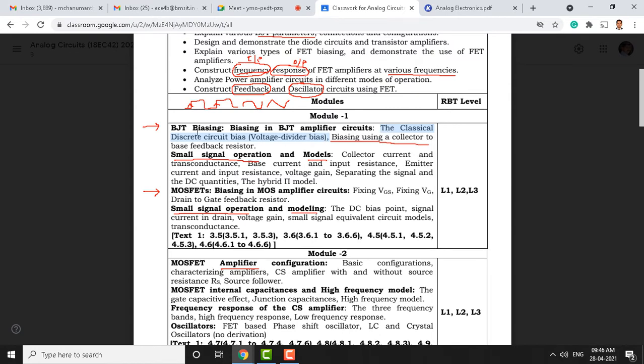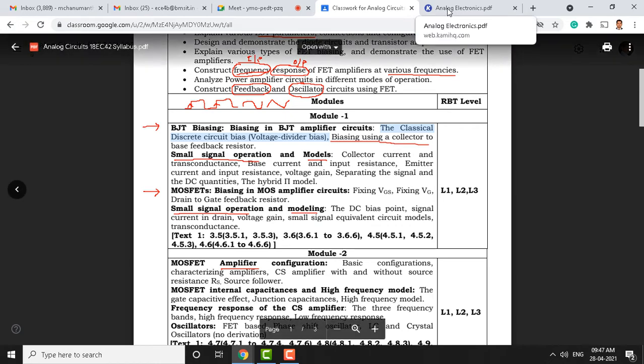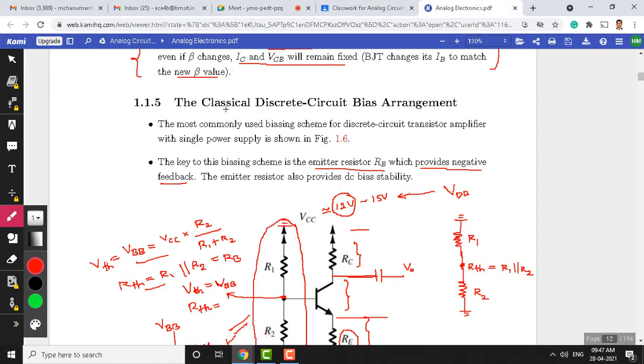You can see the classical discrete circuit bias, which is also called voltage divider bias. This is where our syllabus commences for module 1, and we are covering only BJT related aspects as of now, but later, once we understand the biasing circuits related to BJT, we will cover similar things with reference to the MOSFET. Okay, so I hope we are on track with the syllabus. Now let me move directly on to this. This is the topic of today's class.